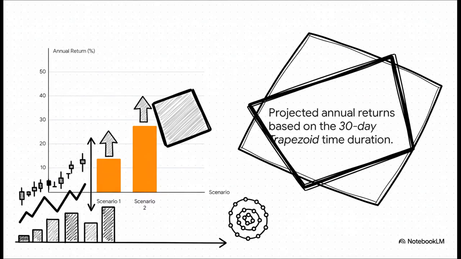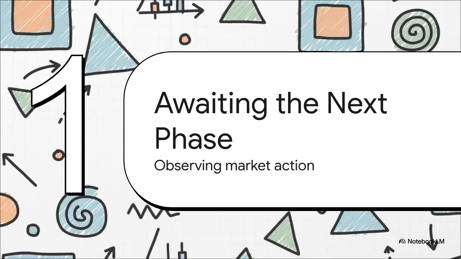So what does that look like on an annualized basis? Well, if we factor in that 30-day time duration from the trapezoid, Scenario 1 works out to a projected annual return of 13.87%. And for Scenario 2, the projected annual return jumps to 27.62%. And that wraps up our documentation for phase 1. The entry points are defined, the risk plan is laid out, and now it's a matter of observing the market's progression to see what comes next.